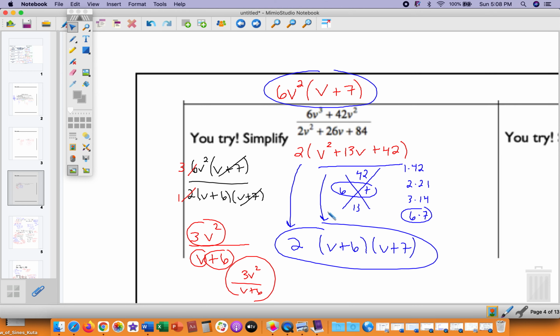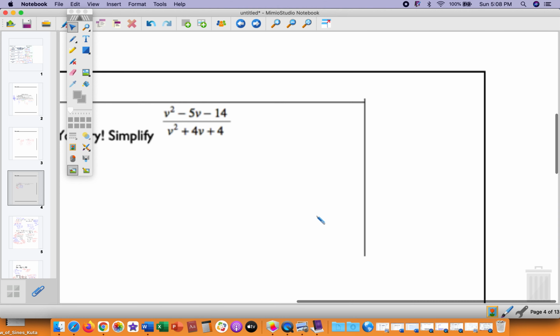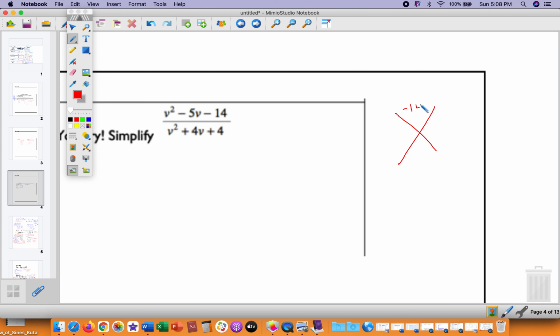Last one. Let's take a look over here. Let's factor on top and bottom. So there's no GCF. We're going to see on top if there's a combination that multiplies to AC or negative 14 that adds to B, negative 5. I'm going to make a little chart. So 1 and 14, I do positives first, and then I'll play around with the negative signs. So 2 and 7, 3, 4, 5, 6, nothing else goes in evenly.